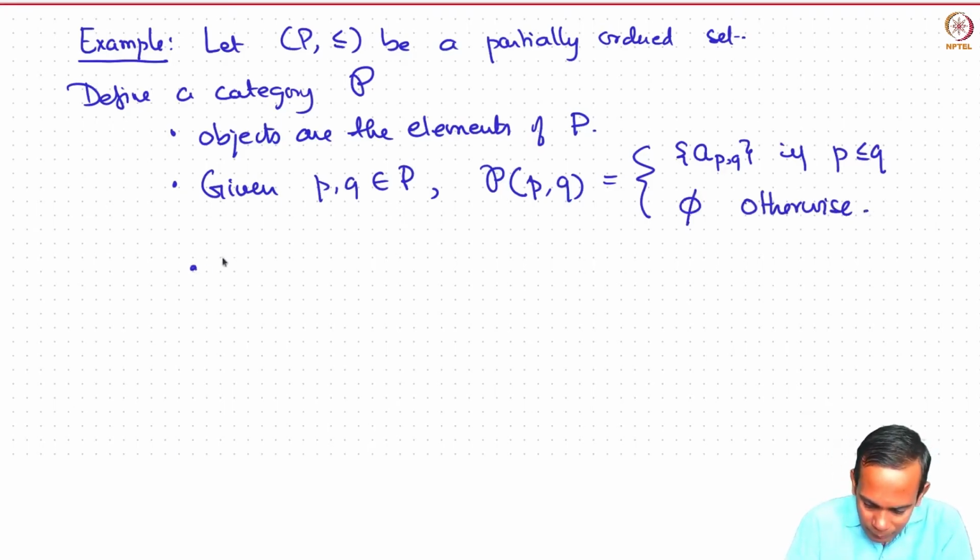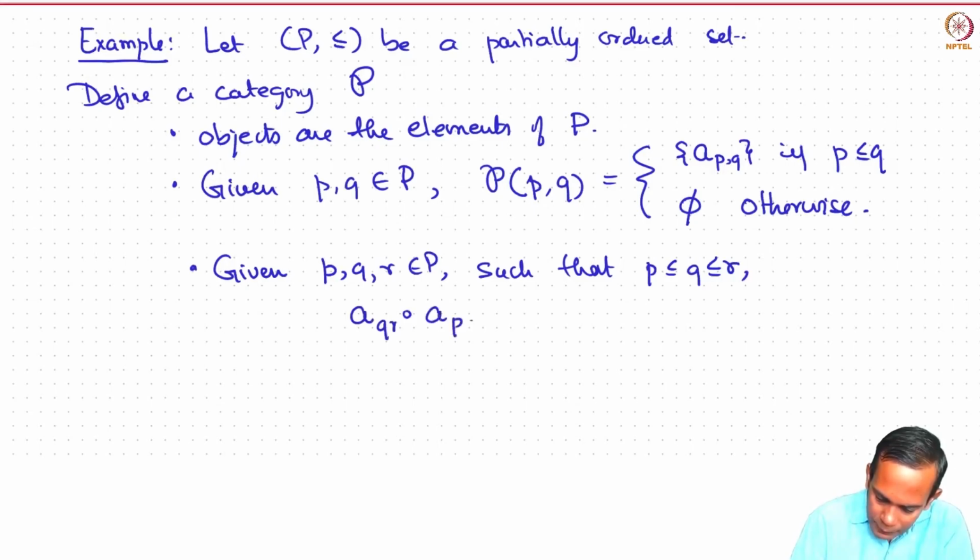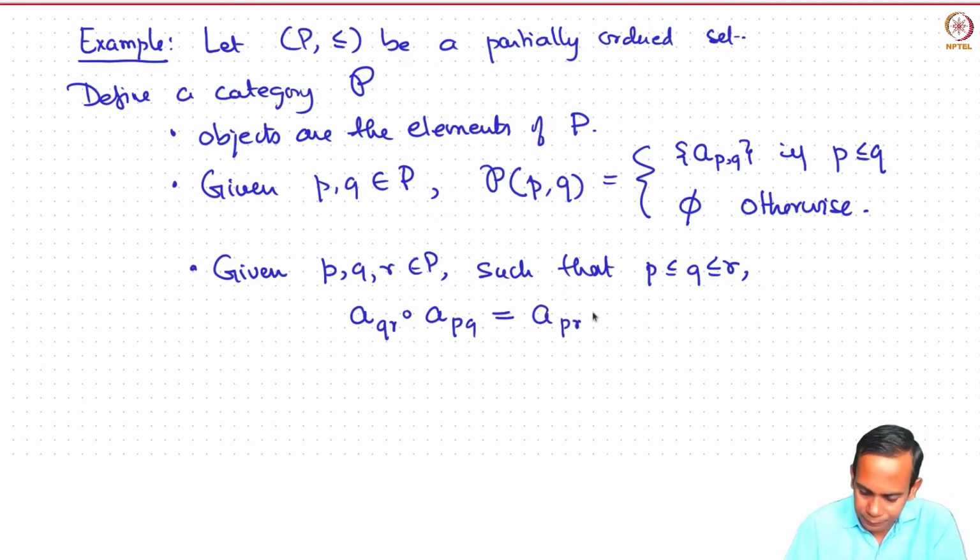And the composition is given by, so now the only way that you can have an arrow from P to Q and an arrow from Q to R is that P is less than or equal to Q and Q is less than or equal to R. Then the composition of A QR with A PQ is the only possibility, which is A PR. There's only one such possibility.